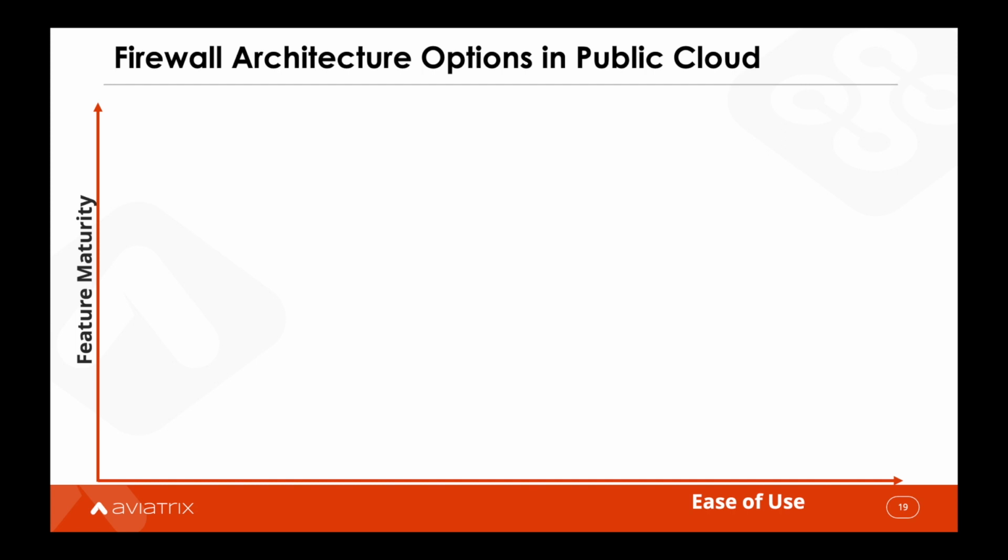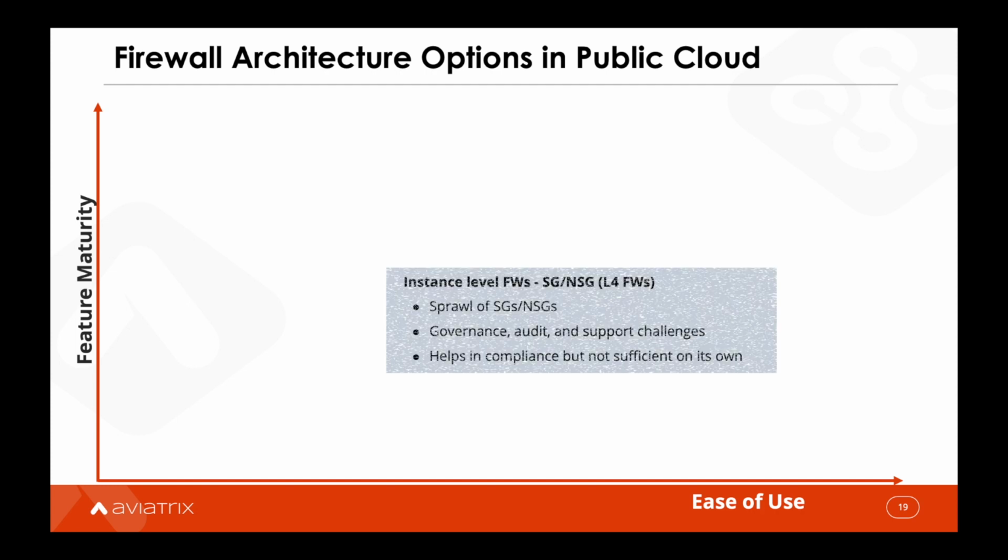What options do you have in the public cloud when it comes to architecting firewalls? Let's take a look at this from the perspective of feature maturity on the vertical axis and ease of use on the horizontal axis. Instance-level firewalls refers to Layer 4 firewalls, which are essentially security groups and network security groups applied to VM instances. Depending on the number of applications, you can easily have a sprawl of these security groups and NSGs. They can help you with compliance, but they're not usually sufficient on their own.